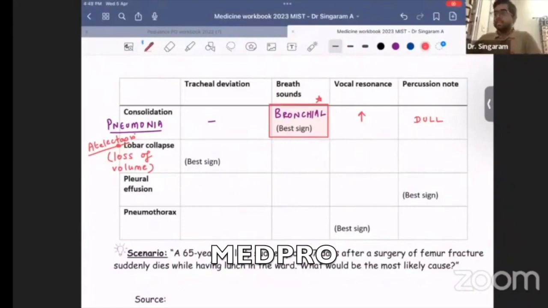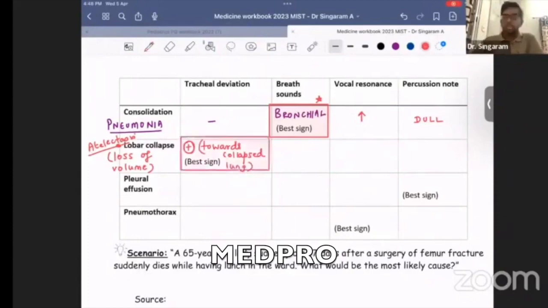So definitely, tracheal deviation will be present. Tracheal deviation will be present towards the collapsed lung. For example, if my left side lung has a lung collapse, the trachea will be pulled towards the left side only. I hope you're able to follow this. And this is supposed to be the best sign for lung collapse, tracheal deviation.